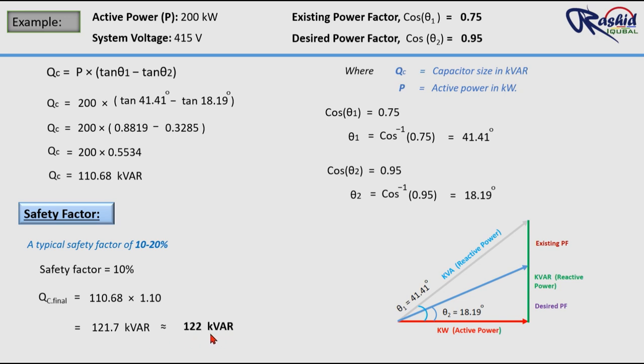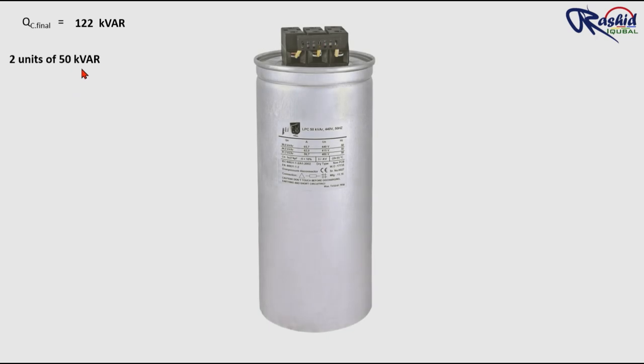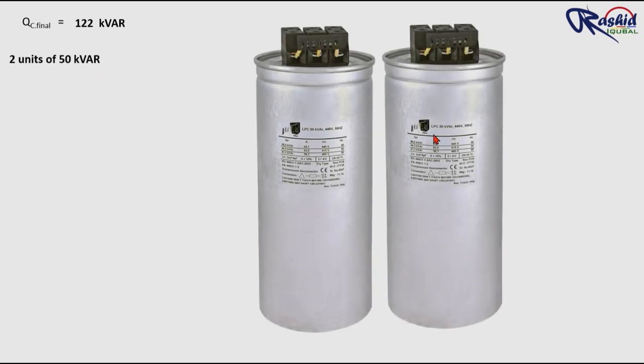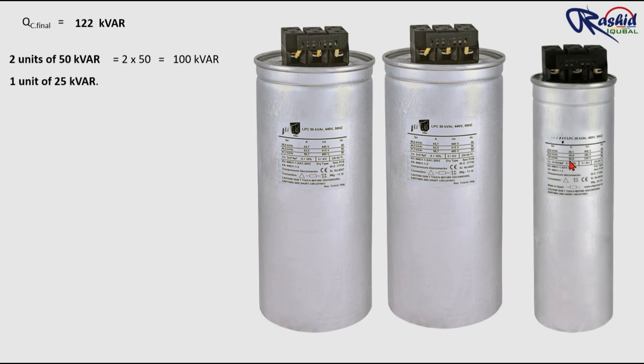Now we need to select a capacitor with the rating of 122 kVAR. We would select a capacitor bank to match approximately 122 kVAR. For example, 2 units of 50 kVAR, which total 100 kVAR, and 1 unit of 25 kVAR. This combination provides 125 kVAR. So this is the proper size of our capacitor bank.